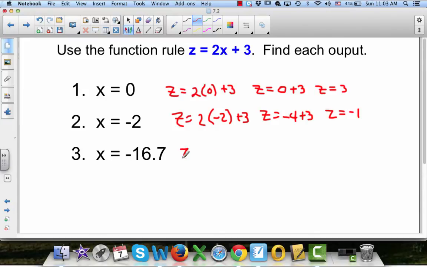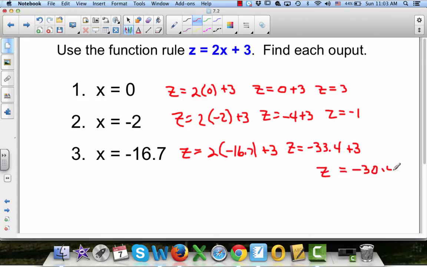All right, z equals 2 times negative 16.7 plus 3. That gives us z equals negative 33.4 plus 3, which gives us z equals negative 30.4. Okay, good job.